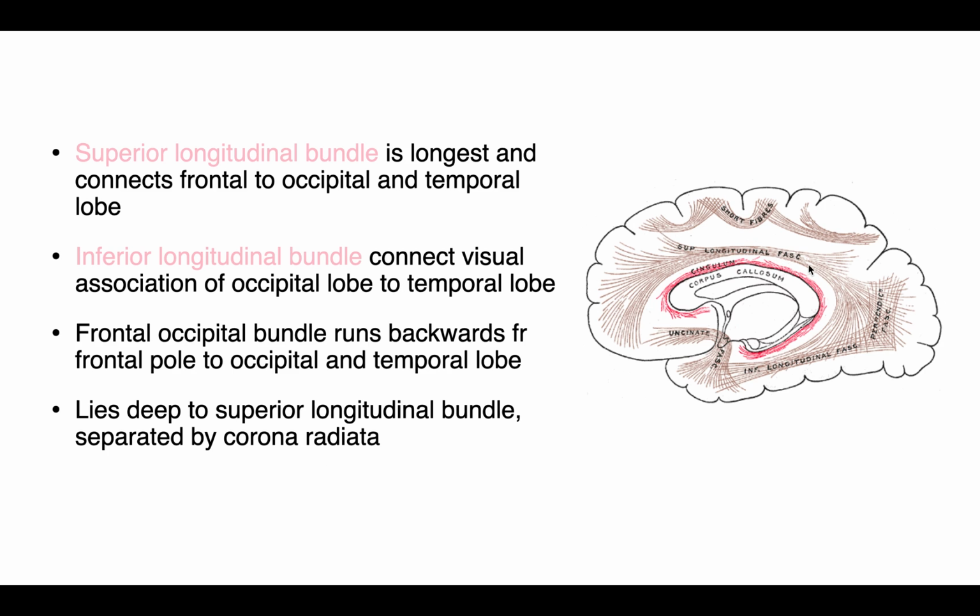The superior longitudinal fasciculus is the longest, and it connects the frontal lobe to the occipital lobe along with the temporal lobe. And the inferior longitudinal bundle is going to connect the visual association of the occipital lobe to the temporal lobe. The frontal occipital bundle will run backwards, and it lies deep to this superior longitudinal bundle, and it's separated by the corona radiata, so it's on both hemispheres.